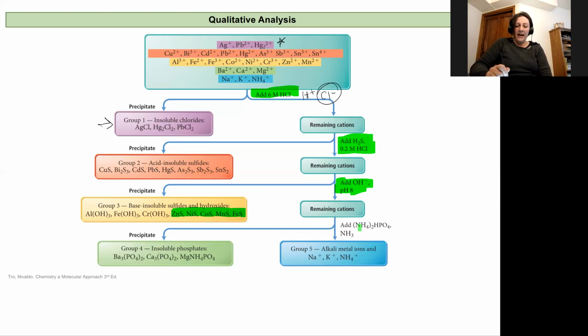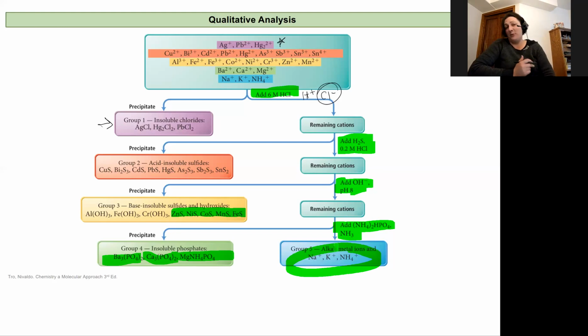So if we add ammonium hydrogen phosphate and ammonia, we're going to see a fourth classification form, our insoluble phosphates. I'm sorry, I said sulfates, insoluble phosphates. So this is going to be our barium phosphate. Our calcium phosphate and magnesium ammonium phosphate will be able to precipitate out of solution. And that will get us down to just a handful, just 3 ions left, sodium, potassium, and ammonium, which don't really form precipitates at all.